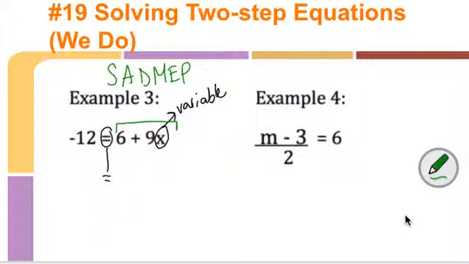Do I see subtraction? No. Do I see addition? Yes. So I need to use the inverse of addition to start isolating the variable. Now here's where it gets a little tricky.